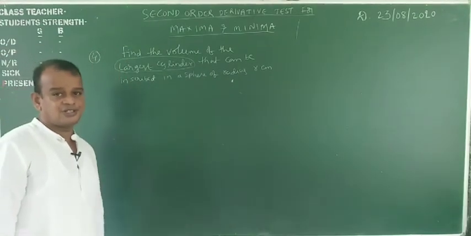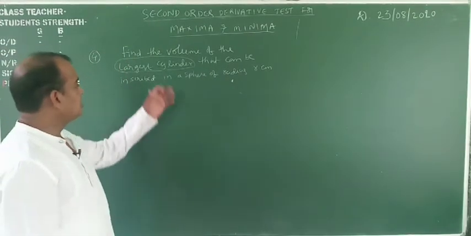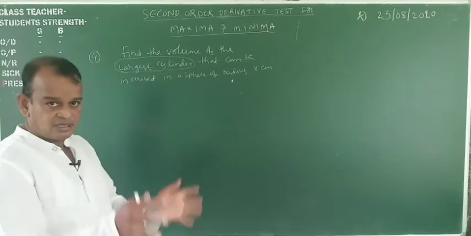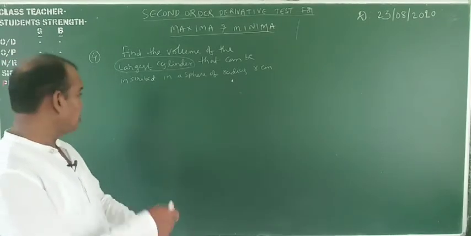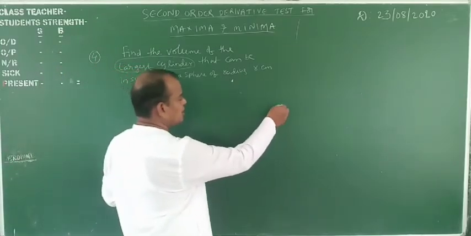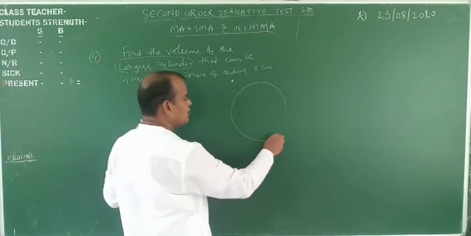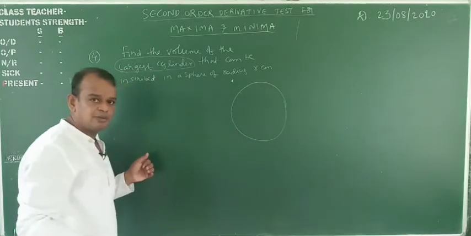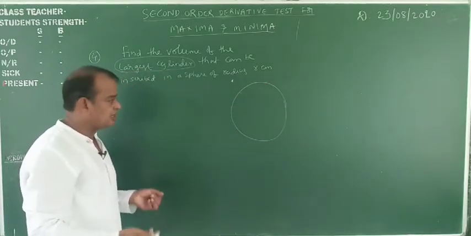Pi r square h. That cylinder is inscribed, means it is put in the sphere of radius r. Sphere is clearly given. Okay, what is the diagram that is going on? Observe that. Now we find the maximum volume. Maximum volume means second order derivative must be less than 0. The function is the volume of the cylinder.